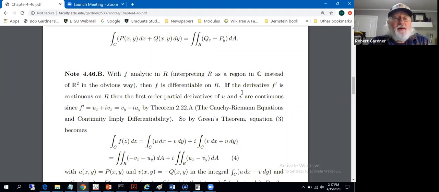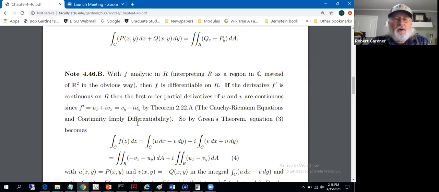If the derivative f prime is continuous on R, then the first order partial derivatives of u and v are continuous, because we had f prime expressed in terms of first partials of u and v. Back when we showed the Cauchy-Riemann equations, implied differentiability with the continuity part thrown in. So we had seen this before when we expressed derivatives in terms of these. If we have differentiability, then we have the Cauchy-Riemann equations. This theorem 2.22a went in the other direction. If you have the Cauchy-Riemann equations and you have continuity of first partials, then you have differentiability.